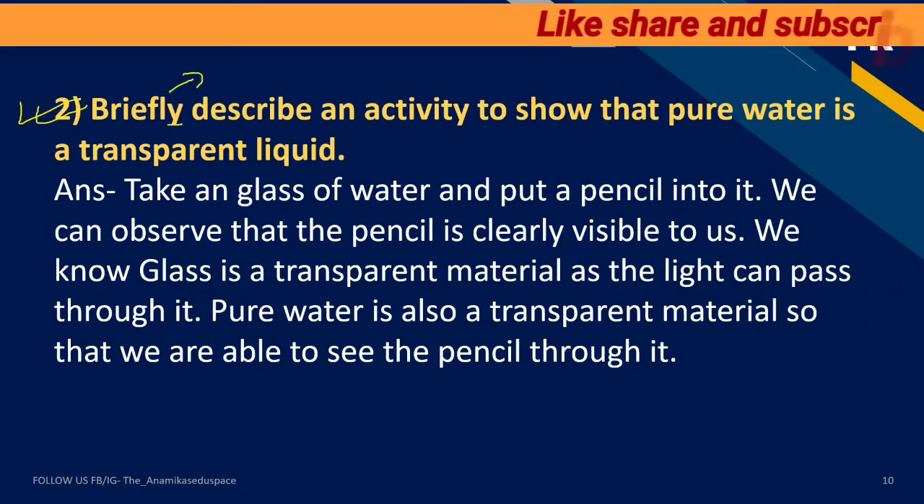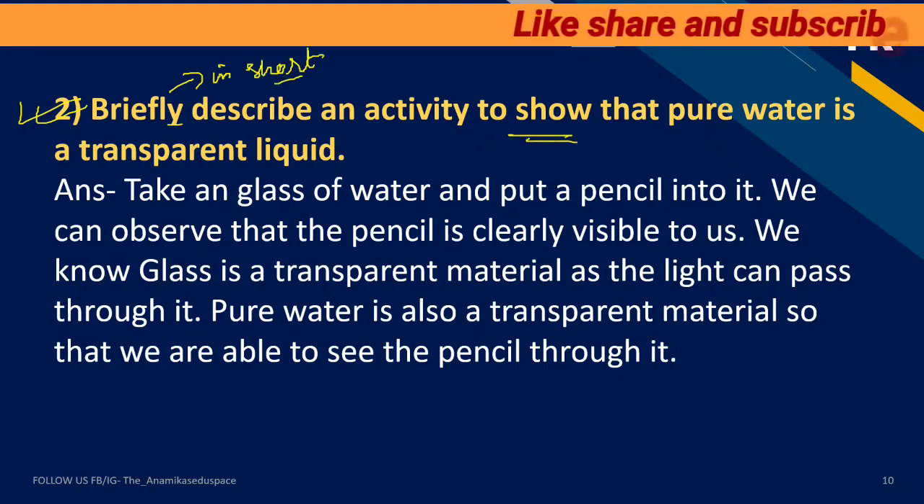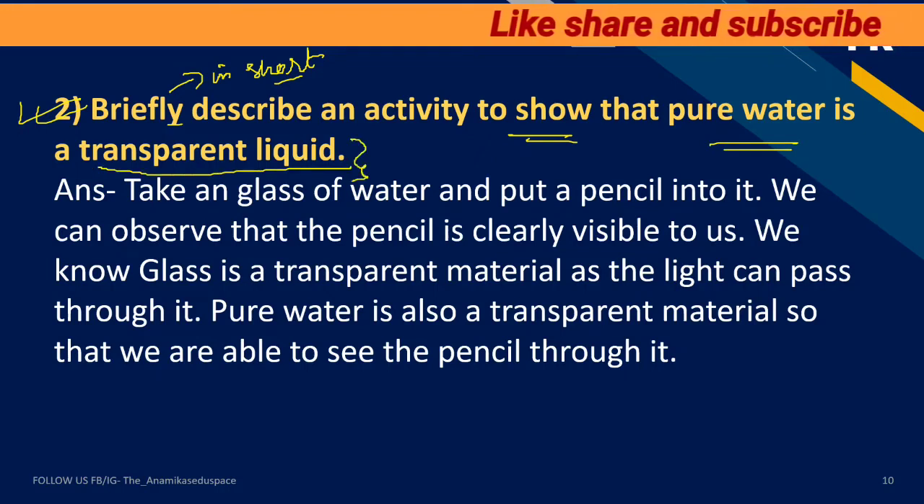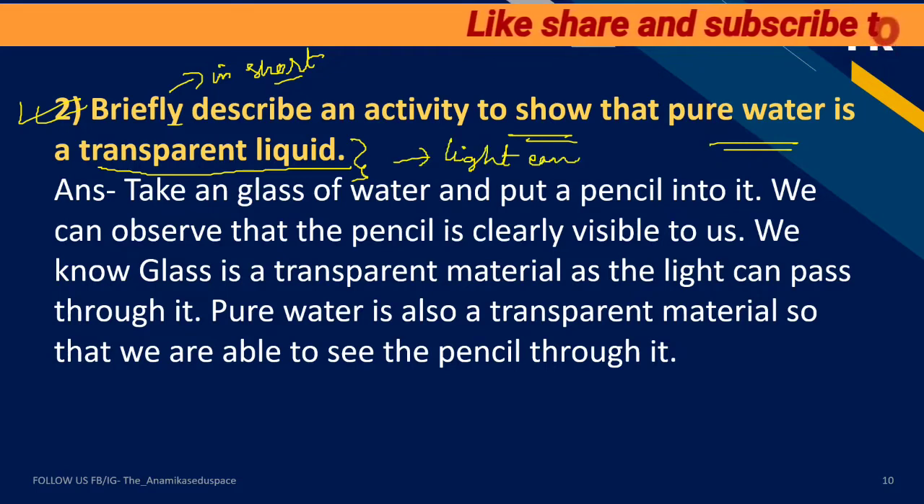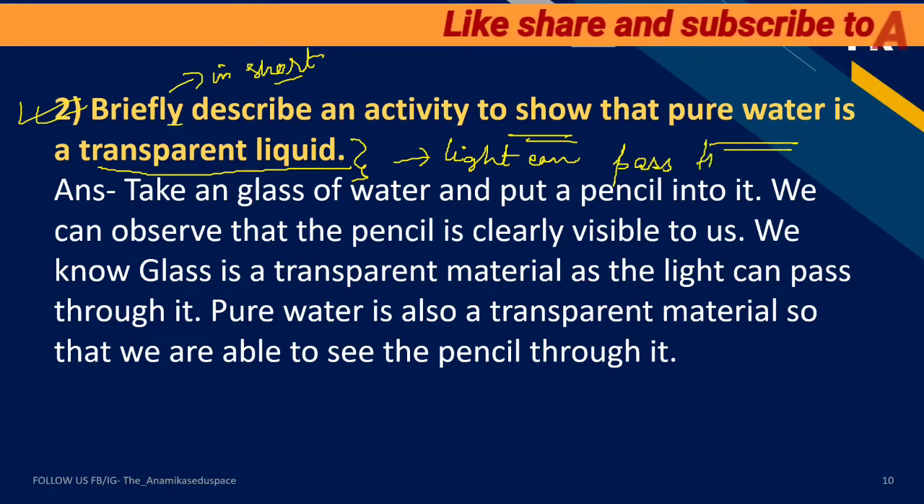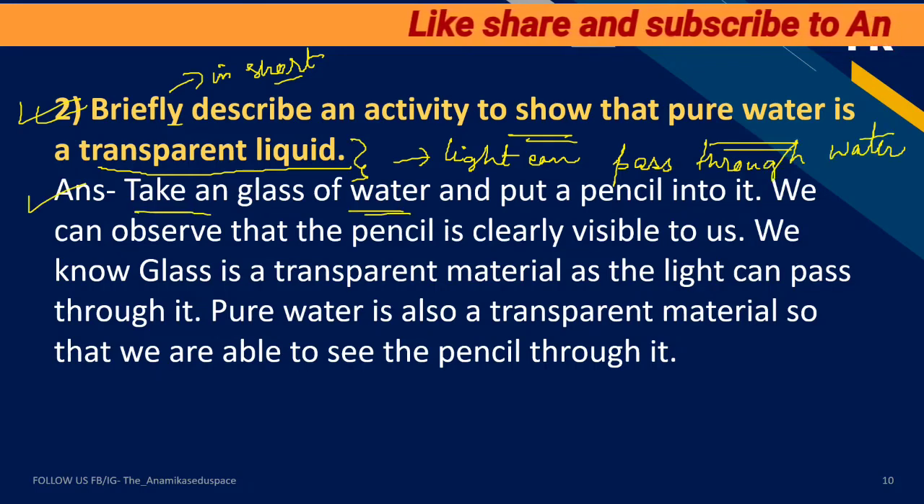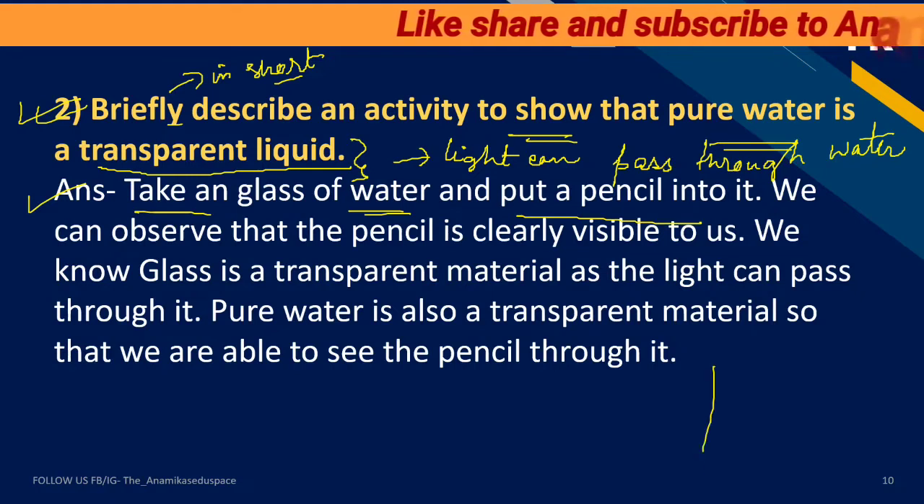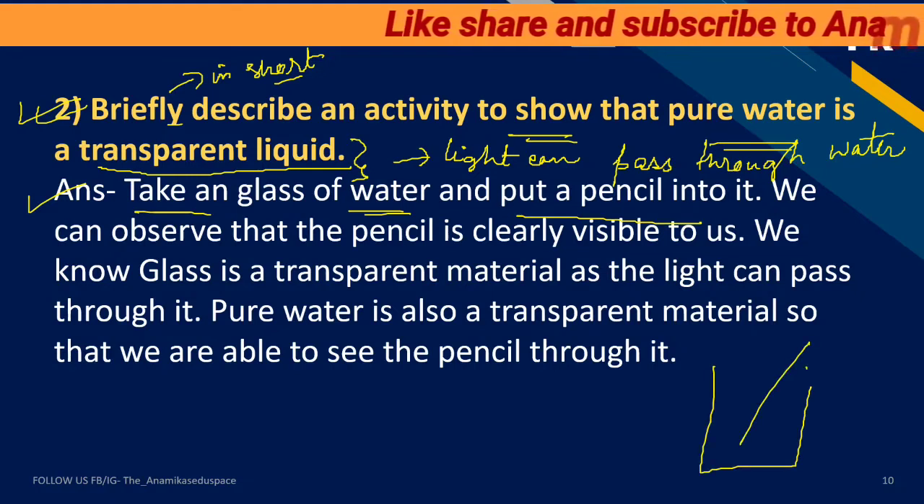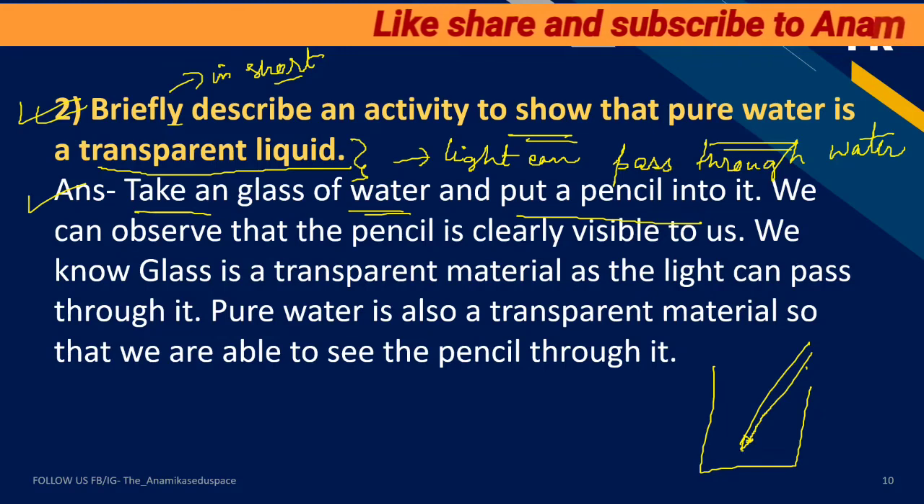Briefly, that is in short, describe an activity to show that pure water is a transparent liquid. Transparent liquid, that is water, that is light can pass through water. Okay, what has it told us to prove? It has told us to prove that light can pass through the water we drink. Okay. Answer is, take a glass of water and put a pencil into it. When do we dip the pencil? The picture is present in your book.